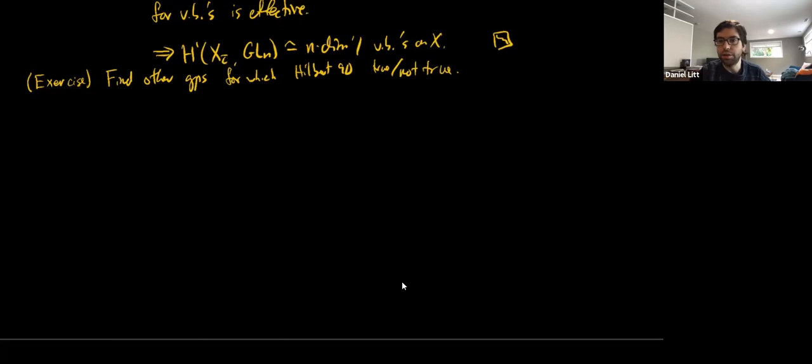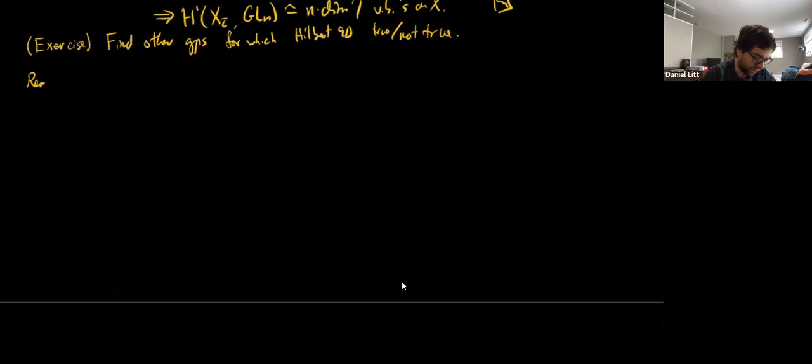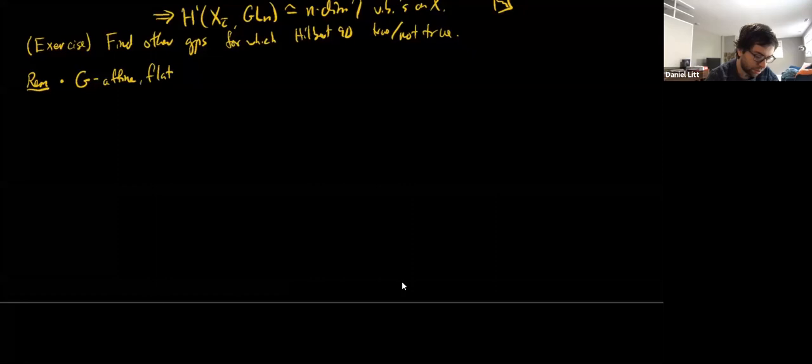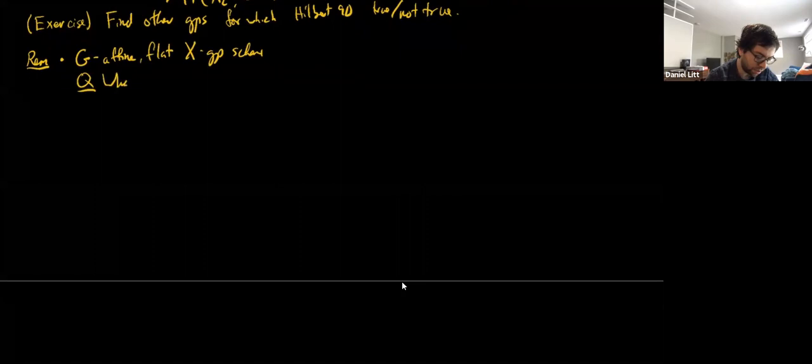All right. So let me just make a few remarks about representability and local triviality. First of all, what did we use here? We used that descent is effective for vector bundles. So suppose G is an affine flat X scheme, or X group scheme, sorry. So here's a question you can ask: are all G torsors representable by a G scheme?